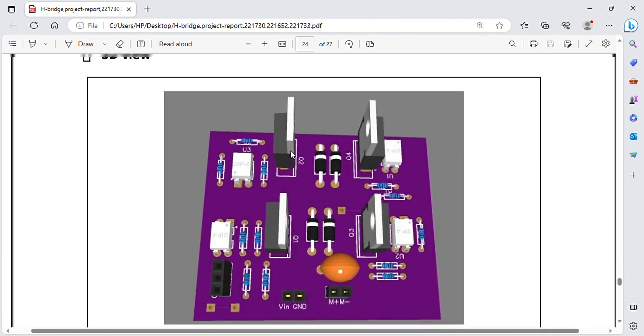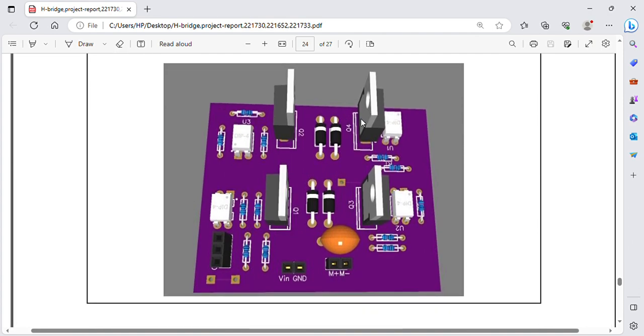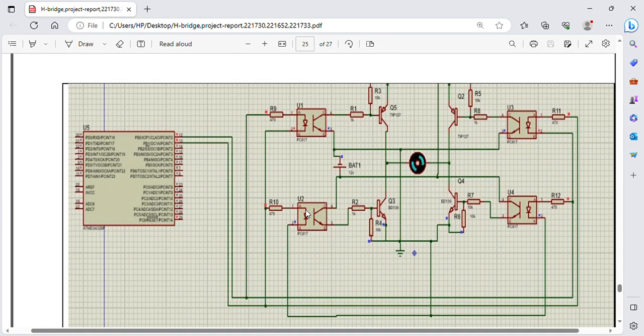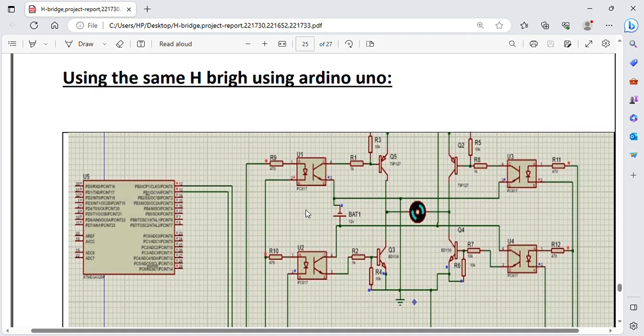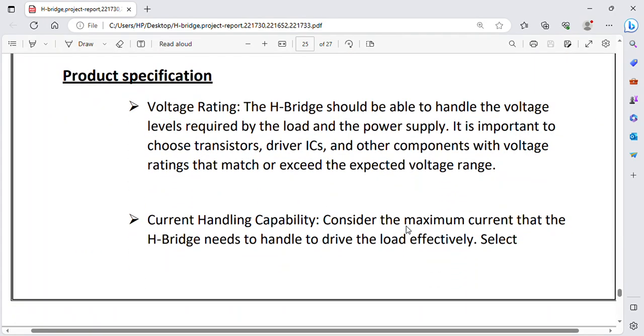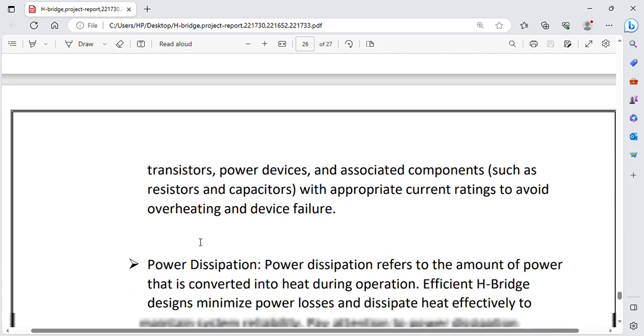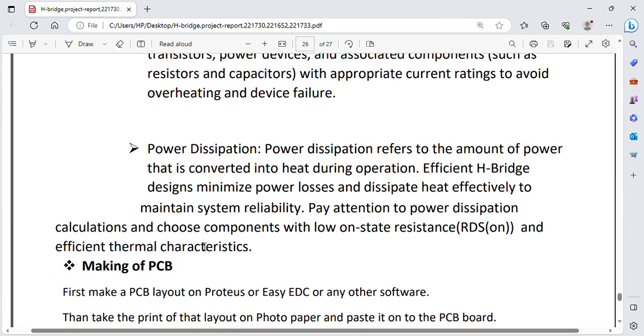Here is the 3D view of this circuit. Check this. Here we have implemented the H-bridge circuit using Arduino Uno, the same H-bridge circuit, that we made a test bench and then tested this circuit using Arduino Uno. Specifications of this project include voltage rating, current handling capability, power dissipation, etc.